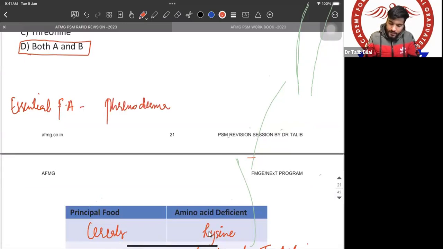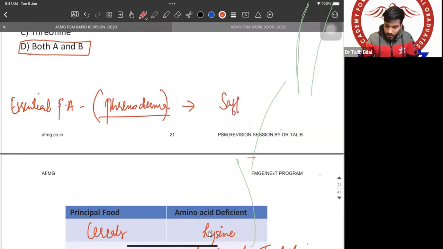Okay, then what are the essential fatty acids? Linoleic, linolenic, and DHA. DHA is used for brain development. They are the essential fatty acids. And deficiency of essential fatty acids causes what? Phrenoderma. So what is the treatment for phrenoderma, guys?